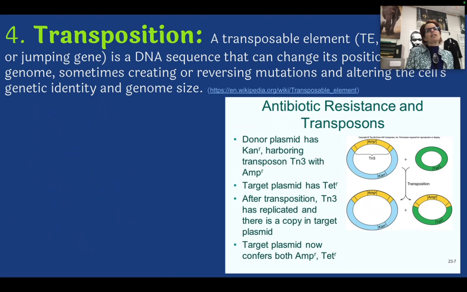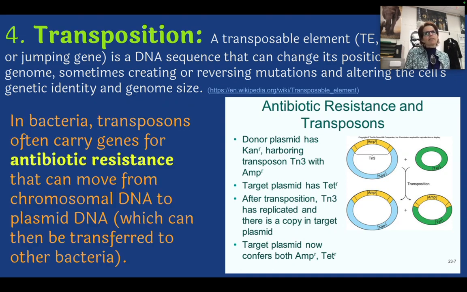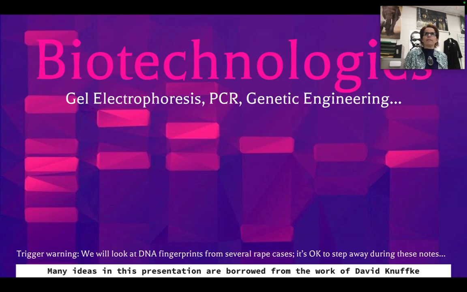And then transposition, a transposable element or a jumping gene is a DNA sequence that can change its position on the genome, sometimes creating or reversing mutations and altering the cell's genetic identity. So in this case, lots of times it's antibiotic resistance genes. In this case, the light blue with the gold circle, that's the prokaryote circular plasmid. Circular DNA, I said that wrong. The gene can come off and go into the plasmid, so now it's the green with the yellow, and that's an antibiotic resistance gene, and then that can be transferred to other bacteria through conjugation or other ways.